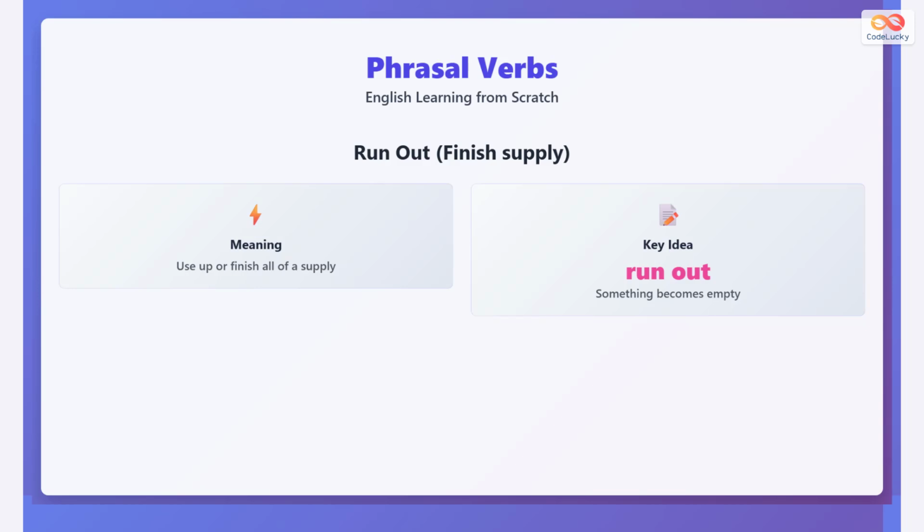The phrasal verb run out means to use up or finish all of a supply or resource. It describes when something becomes completely empty or finished. For example, when your coffee is gone or your milk is finished, you say you have run out.